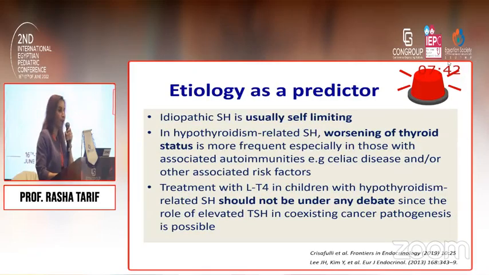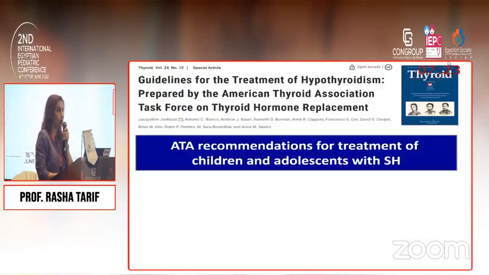What about the etiology? Idiopathic subclinical hypo is usually self-limiting. And if there is a thyroid pathology seen by ultrasound, more frequently it will worsen and go to overt hypothyroidism, especially if associated with autoimmune disease or chromosomal aberration.